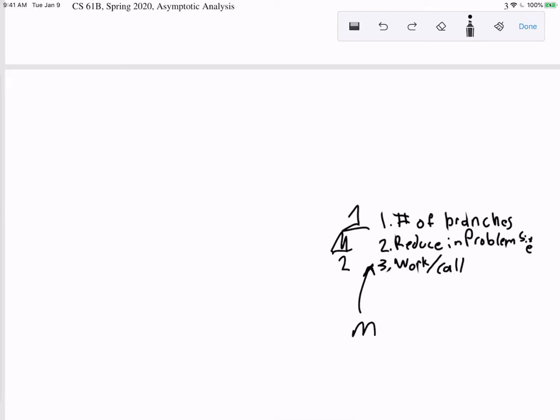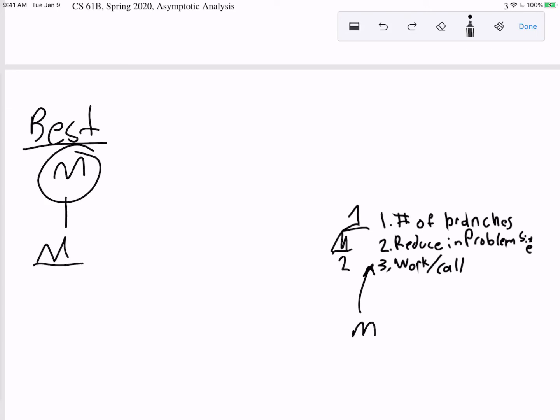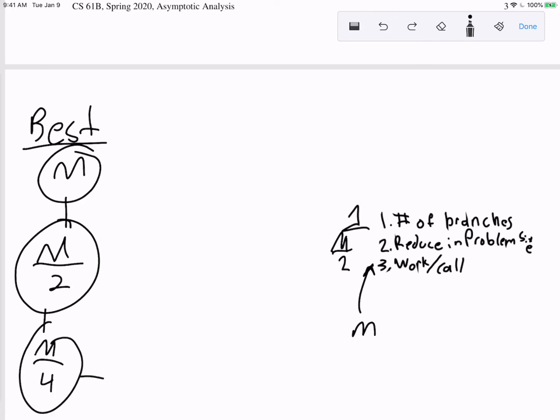Okay, now we're ready to draw our tree. In the best case, it's going to be size m, with one recursive call because there's one branch, then m over 2, because that's the reduce in problem size, and then m over 4, and then I'll go horizontally now, dot, dot, dot. I put 0 last time. Let's just put 1 this time. It will make a difference.